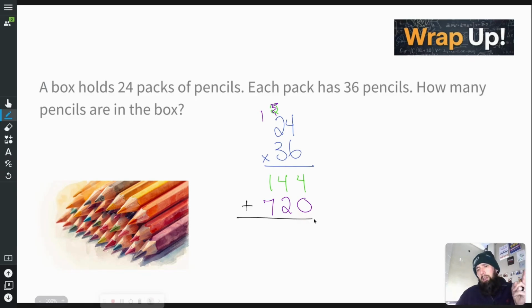So let's add these. 4 plus 0 is 4. 4 plus 2 is 6. 1 plus 7 is 8. And how many pencils are in a box? 864 pencils. Lápices en español. Lápices. Muchos lápices. And if I said that wrong, don't leave a comment.